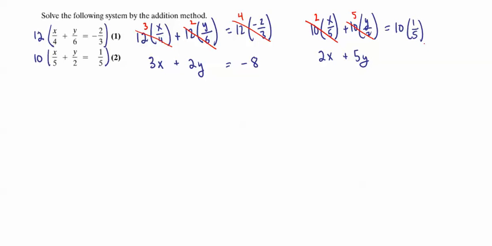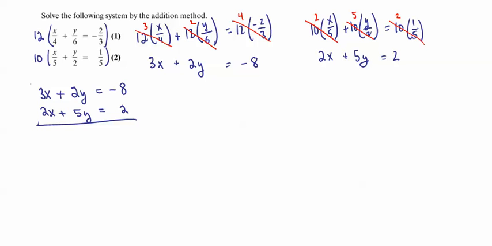10 divided by 5, that's 2. 2 times 1 is 2, and we end up with 2x plus 5y is 2. Now we have our two equations. We'll line them up. 3x plus 2y equals negative 8. 2x plus 5y equals 2.